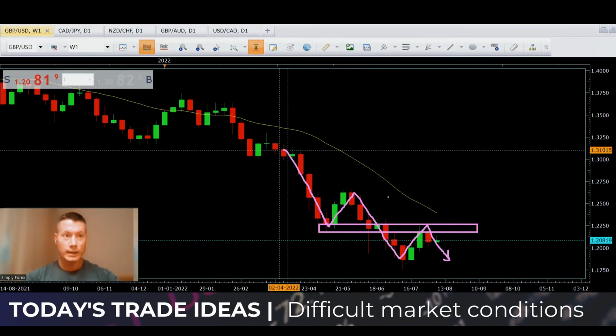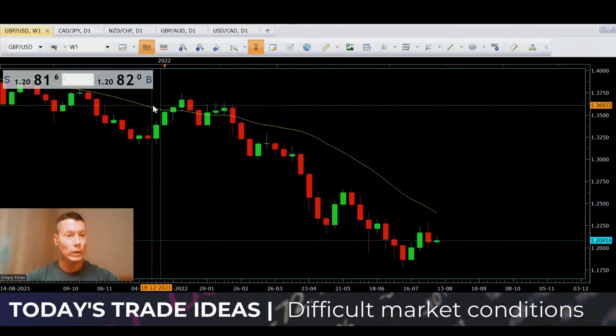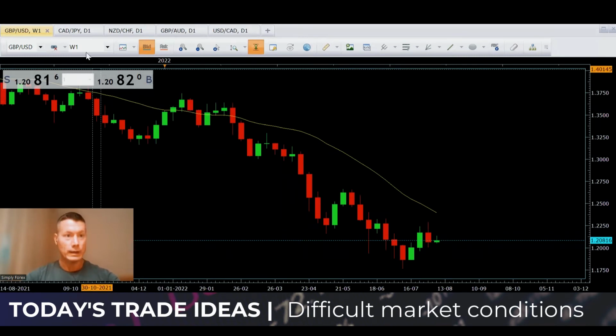Okay, guys, so this is not a trade idea. I want to make that clear, but I just wanted to show you how all the majors, the US dollar pairs, are having this battle between daily and weekly pressures. So, don't have a trade there.